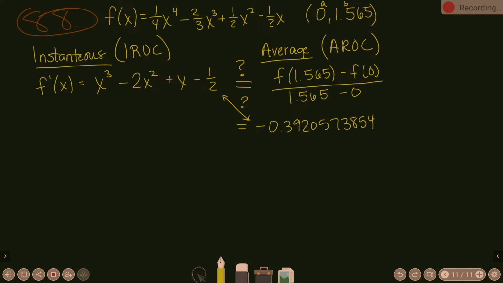When do those two equal each other, right? And actually it says for how many values. It doesn't say when or where. For how many values of x in this interval are those two equal? Well, how can I figure out when they're equal?